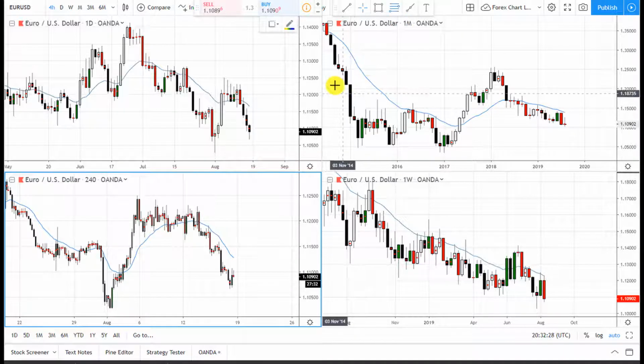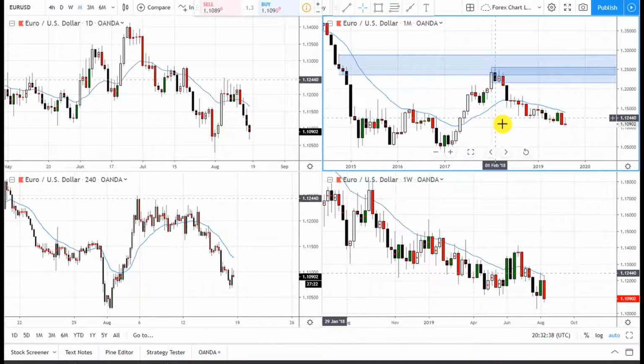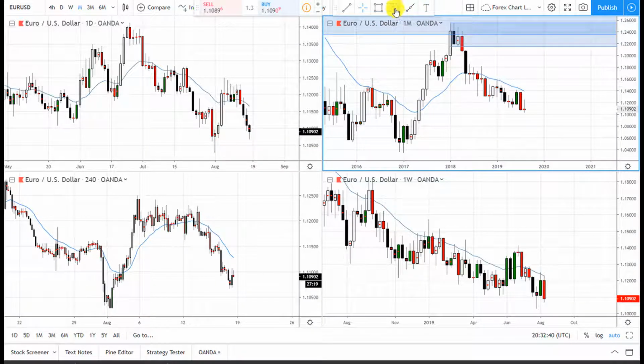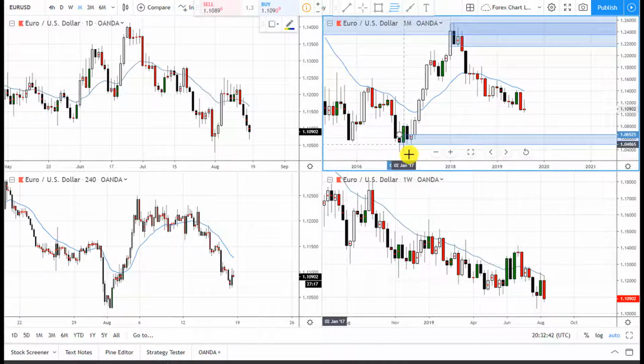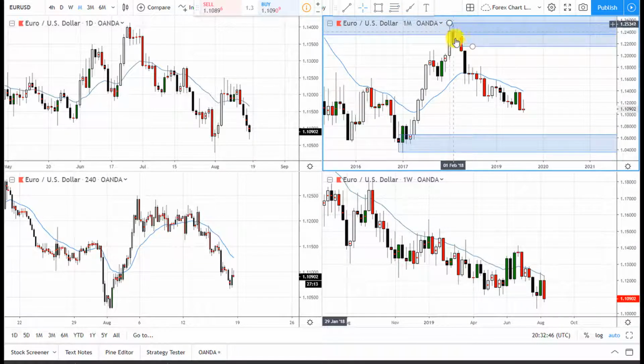On the monthly, we have a level of supply that's been keeping price down, and as it's been down, there's also another level created right here, and there's a level created down here. So this is the range that we're looking at. Short up here, buy down here.